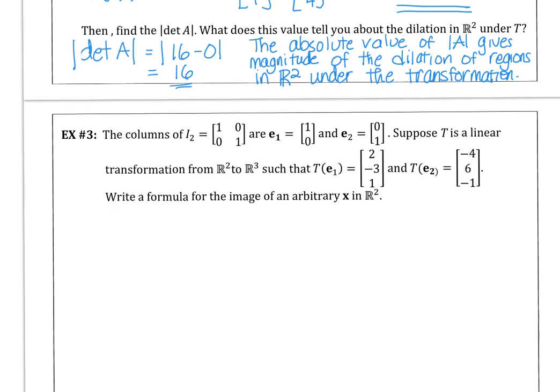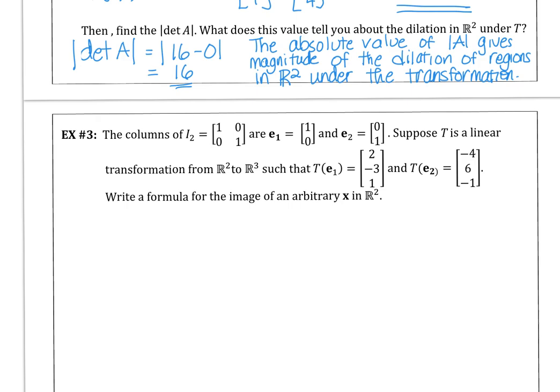Let's look at example 3. We see that the identity matrix has been divided up into 2 elementary matrices that we're calling E sub 1 and E sub 2. Suppose that the transformation T is a linear transformation going from 2 dimensions to 3 dimensions, and we know the transformation is given by this first column vector and then this second column vector. We want to use these two to write a formula for the image of an arbitrary x in 2-dimensional space. But first we're going to explore how we got to these 2 transformations.